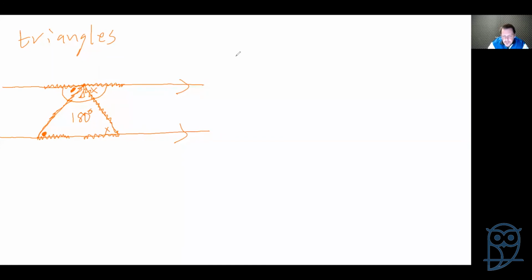So a question that came in, can you have three parallel lines? Yes, most definitely you can. Three parallel lines, transversal through it, and the exact same thing will happen all the way through. So irrespective of how many parallel lines you have, it's exactly the same idea.